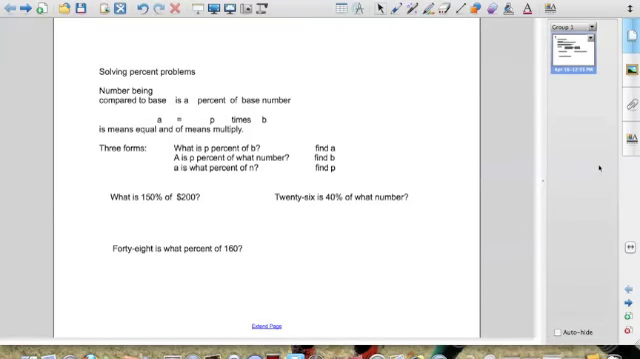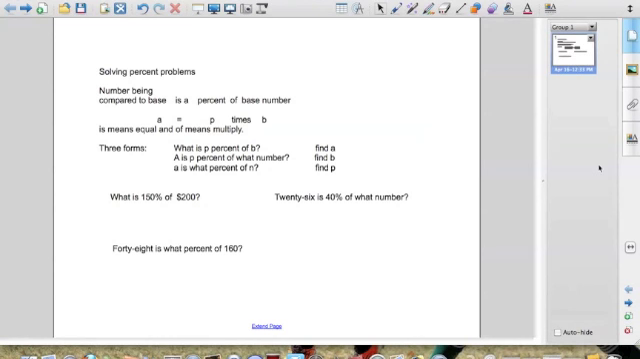All right, today we're looking at solving percent problems. In the past you may have set these up as is over of is equal to the percent over 100, and you could use a proportion to do it. We're going to show you a slightly different technique, where the number being compared to the base is a percent of the base number.